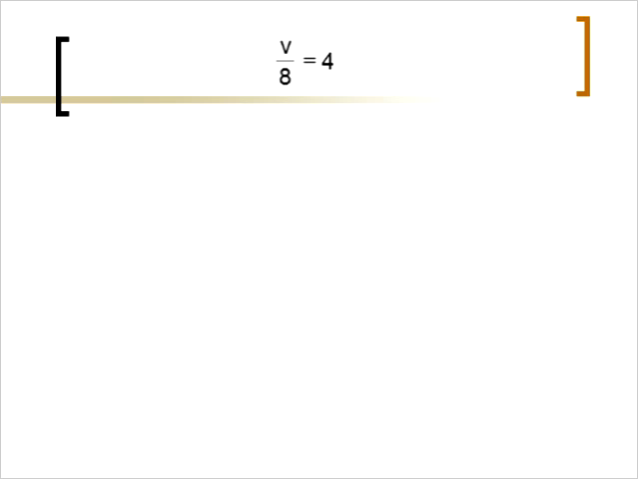For our next one, I am going to split it into two separate sides. Again, the goal is to get our variable by itself. So we have b divided by 8. So now we need to get rid of that dividing by 8. So the opposite of division is multiplication. So I am going to multiply each side by 8.